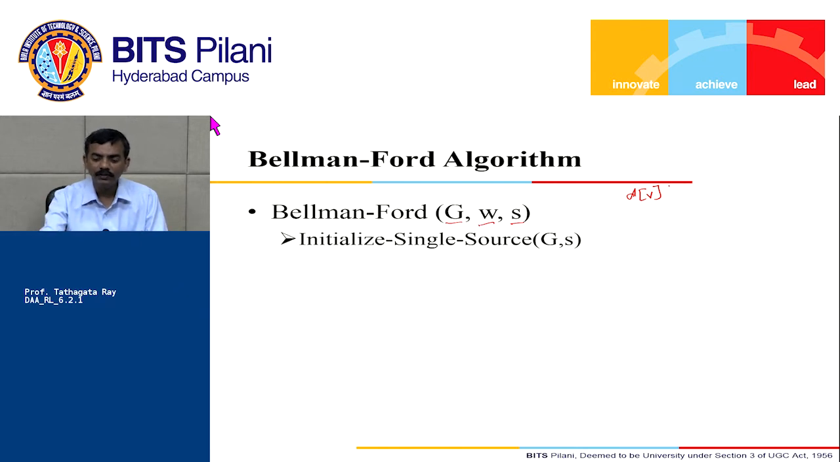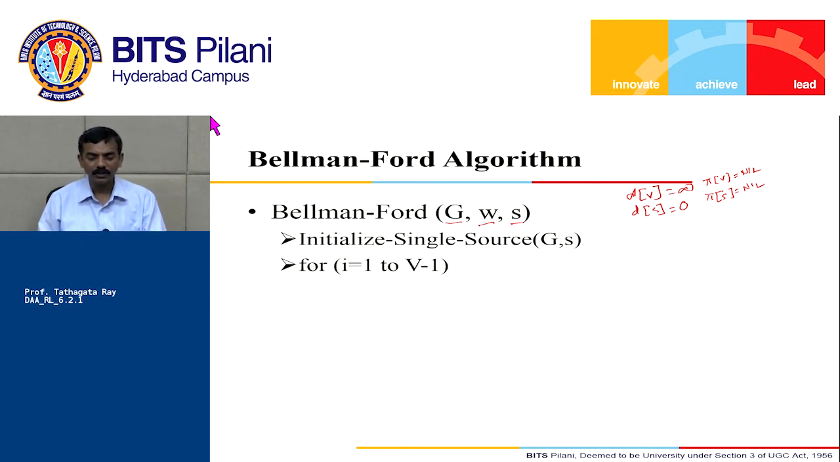So initially dV will be infinity for all the vertices. Only for the source vertex, because that's the starting point, the distance to the source vertex from the source vertex is 0. And the parent of V will be initially nil, and the parent of S will also be nil, because that's the starting point. Fine, that's the initialize routine.